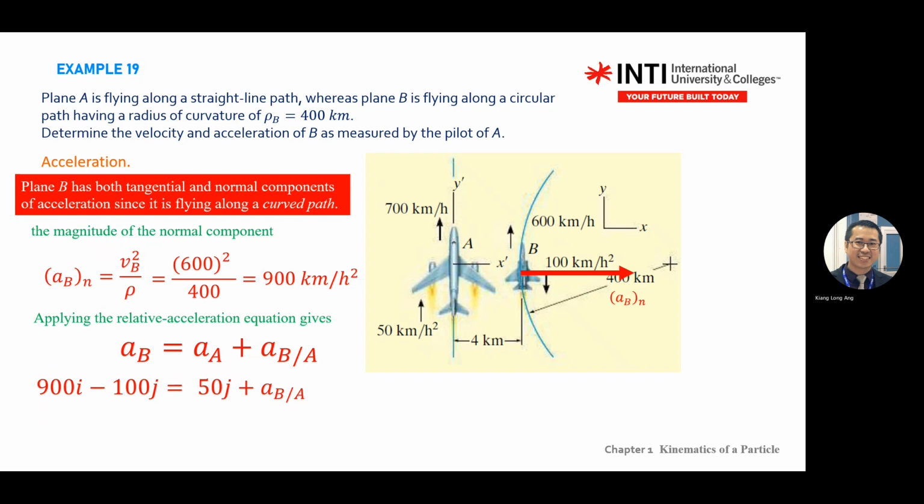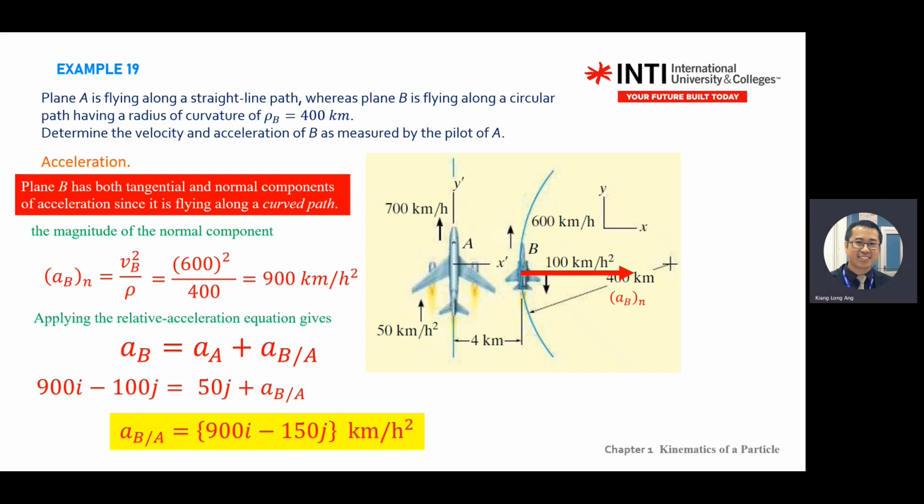Then this one, AA. A only moves in the Y direction, so 50j, plus the relative motion, AB stroke A. You combine i and i, j and j. Move this one to here, negative. So you get 900i negative 150j equal to AB stroke A. So you have i and j, you can find the magnitude and direction. Okay, so this is in vector form.